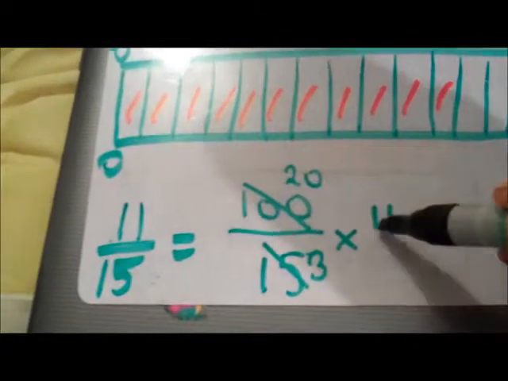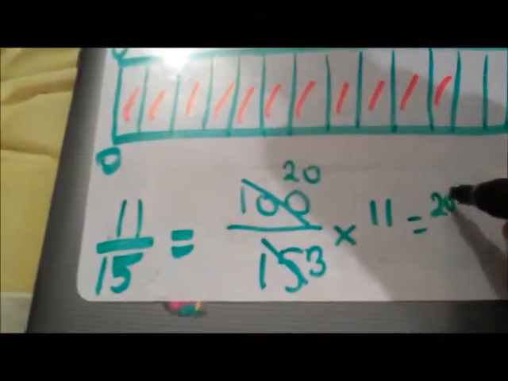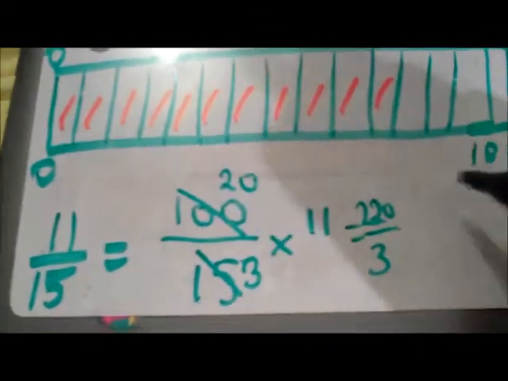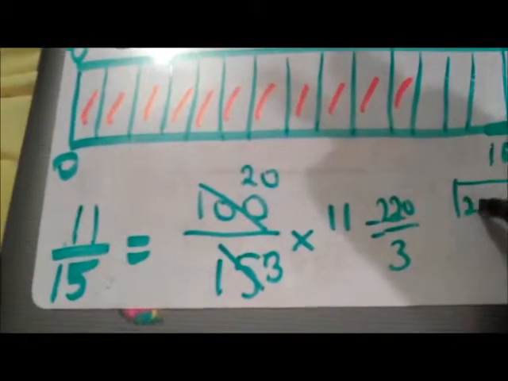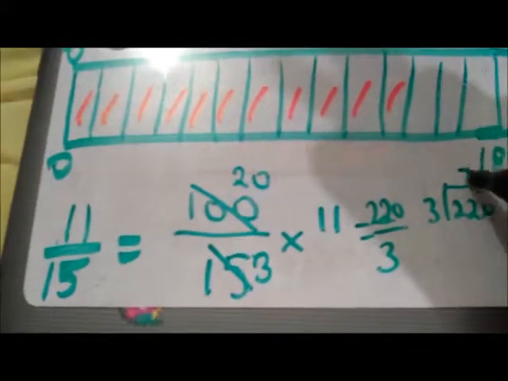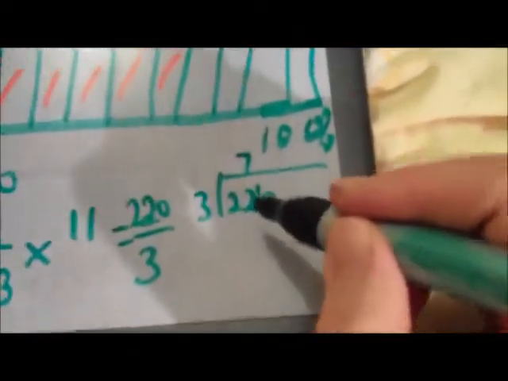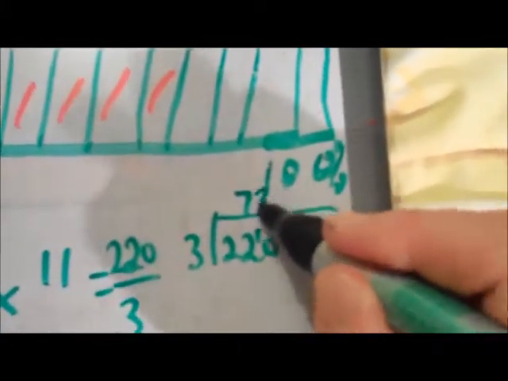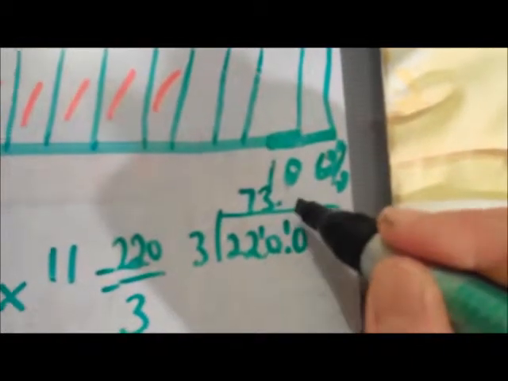Now, what's 20 times 11? 22 times by 10 is 220 divided by 3. So now you've got to do 220 divided by 3. 7 3s are 21. I've got 1 left over. 3 goes into 10 3 times. 1 left over, so that 1 is going to become 10 tenths.